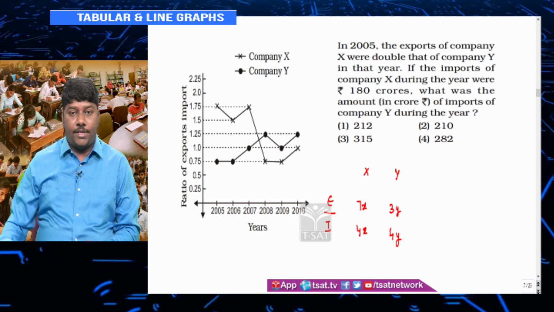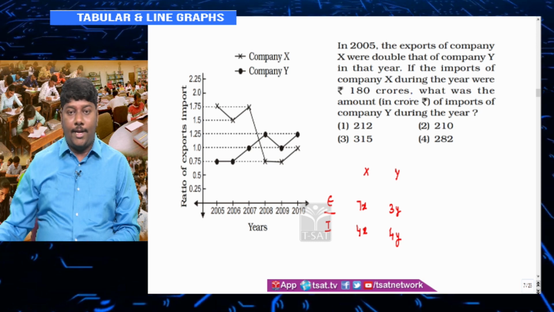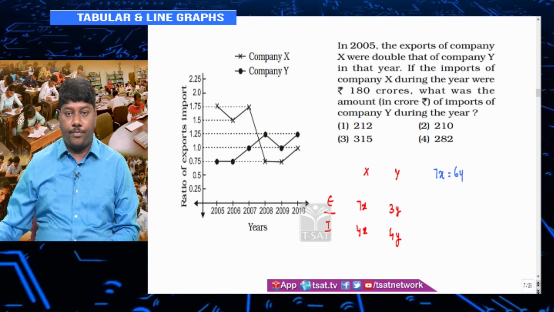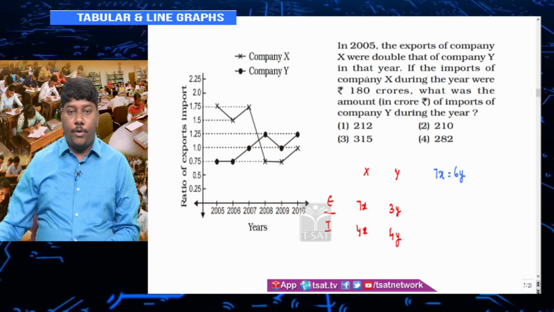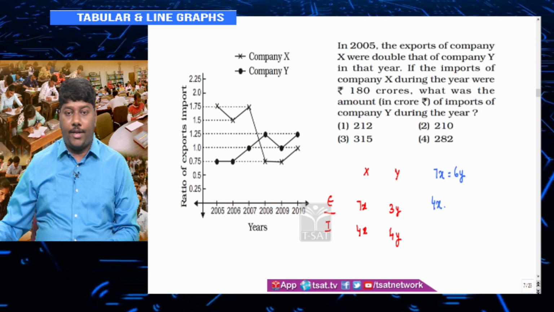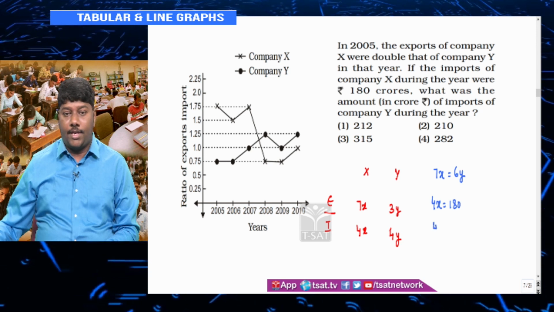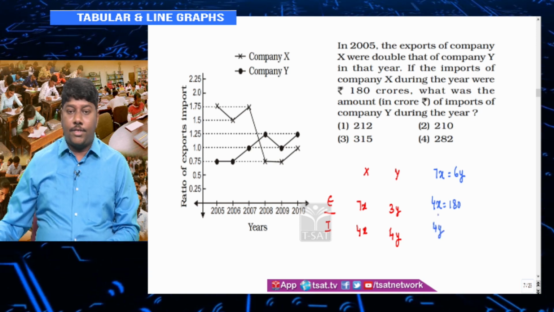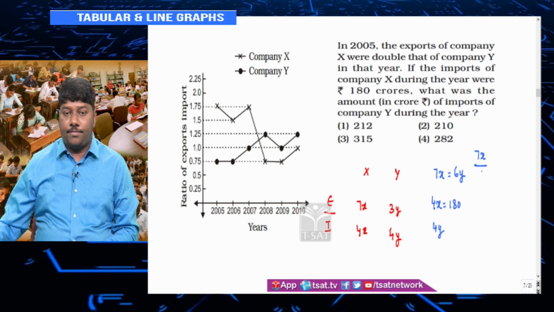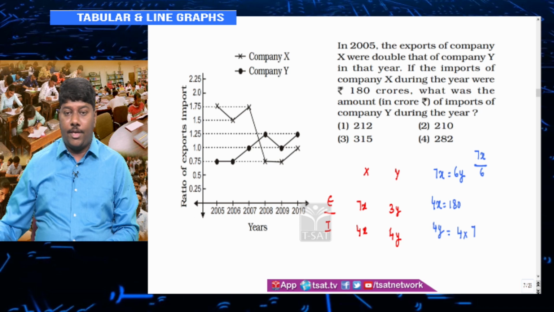And what he says is, in 2005 the exports of company X were double that of Y. So 7x is equal to double of 3y, which is 6y. And he gives you imports of company X during that year as 180 crores. So 4x is equal to 180, and he is asking what is the imports of company Y during that year. So 4y he is asking. First of all, what is y in terms of x? It is 7x by 6. So I will take it as 4 into 7x by 6.